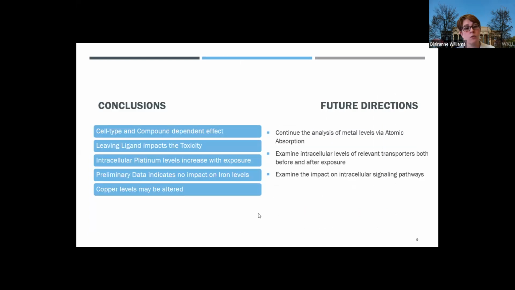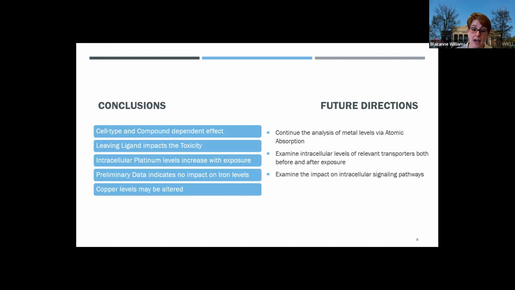So we do see both a dose-dependent effect and a cell type-dependent effect in our cells. We already knew from other literature that the non-leaving ligand was important, but we seem to have some effect for the leaving ligand in toxicity and the cell type-specific nature of the toxicity. We do see platinum levels go up with exposure, and our preliminary data suggests that iron transport is not affected, but that copper levels may be altered in the cell. The idea is that as the platinum is competing with the copper uptake, the more platinum you put on, the less copper that can get in through those transporters.